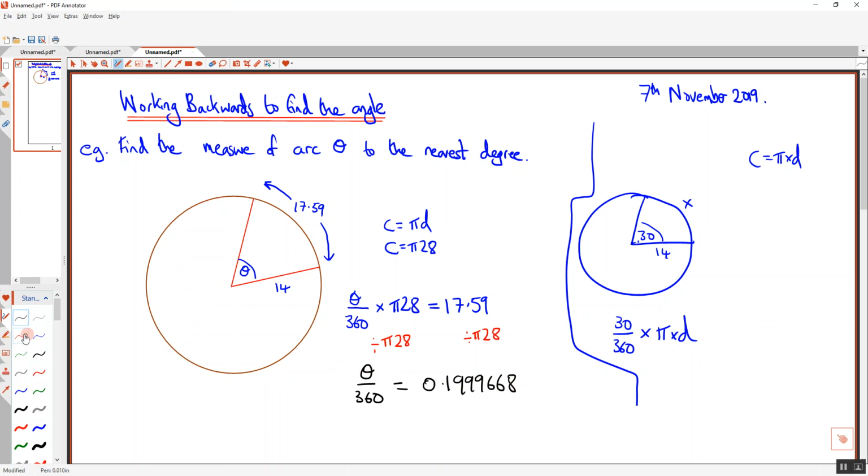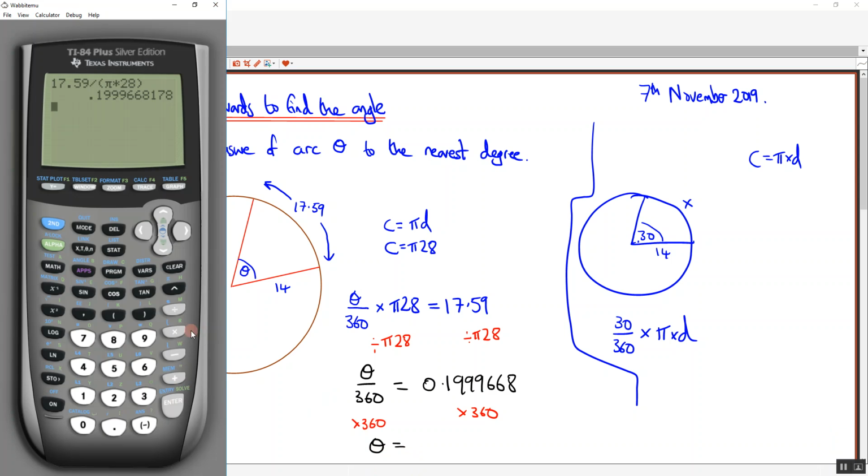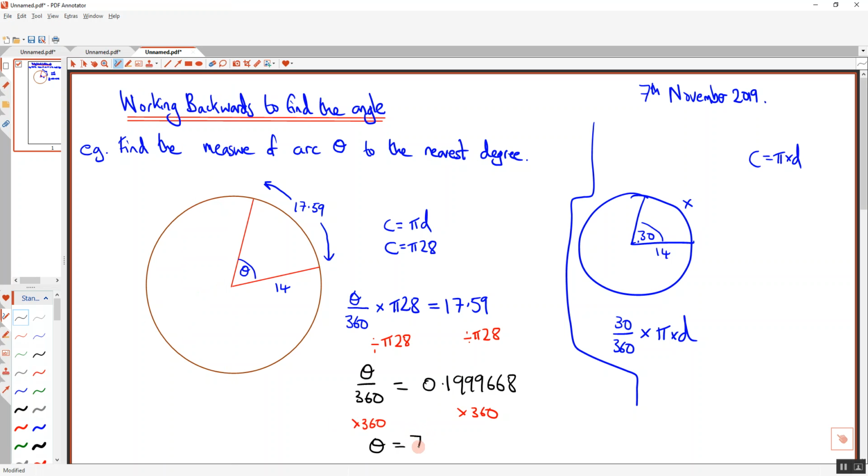How do I get the theta by itself? Multiply. Good. Why do I multiply, Damon? Good, because we're dividing by 360. So our angle theta equals, I just go back to my calculator. I'm going to multiply that answer by 360. And I get 72. So what is it to the nearest degree? 72, good. So our angle is 72.